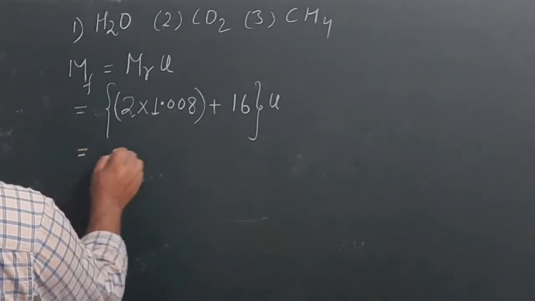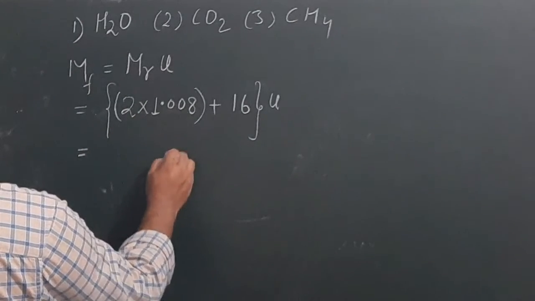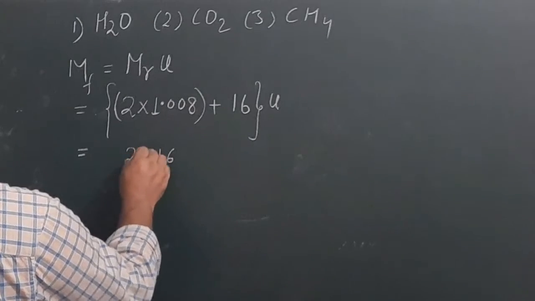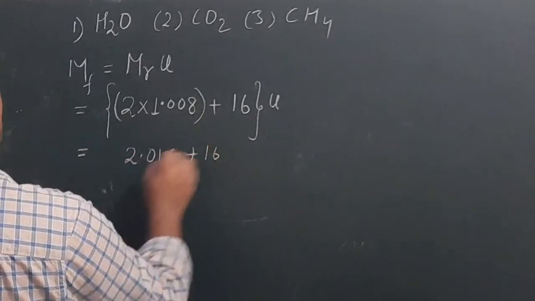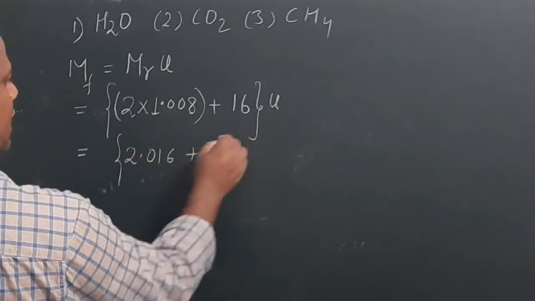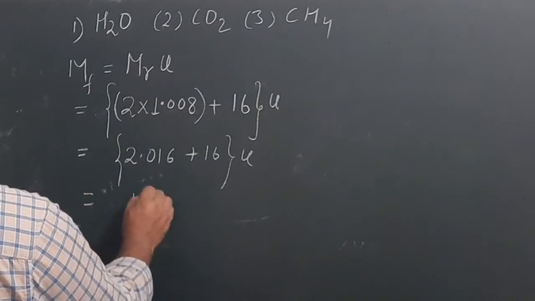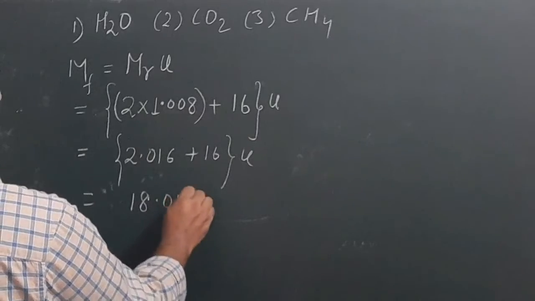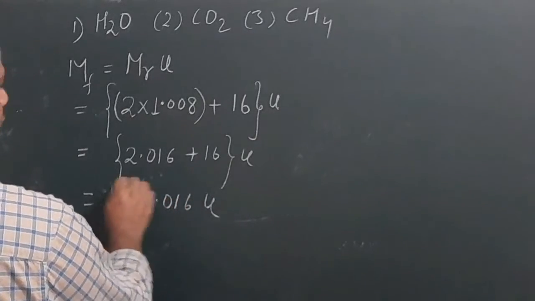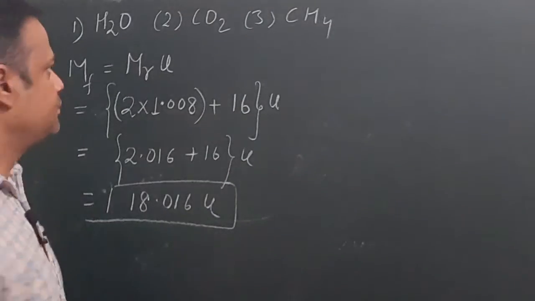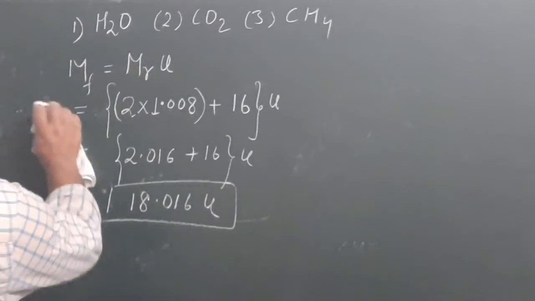So this will be equal to, if we multiply that, 2 into 1.008 is 2.016, plus 16, and then this whole value is multiplied by U. So this will be equal to 18.016 U. So this will be the molecular mass of H2O. Now we'll see the molecular mass of CO2.